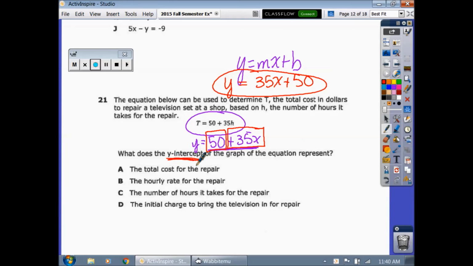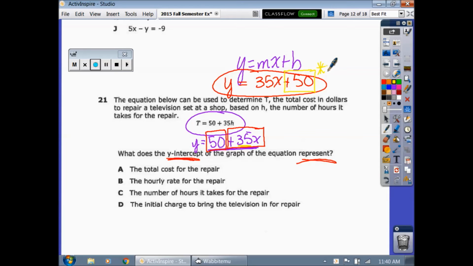What does the y-intercept of the graph of the equation represent? So they're asking, what does 50 represent? If you did not change that, and maybe you didn't recognize that 35 is the number in front of x, which is your slope, what they're trying to do is get you to think 35 is the y-intercept. That's not the case. So they're trying to figure out, what does 50 represent?